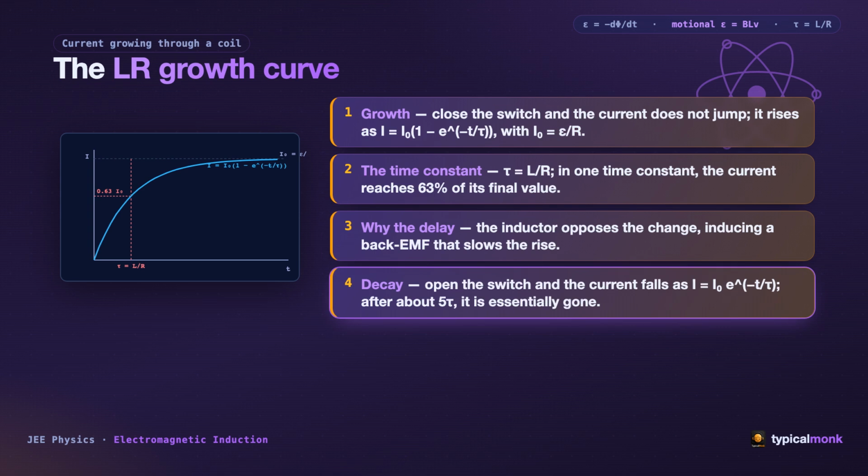And the decay. Open the switch and the current falls the other way. I equals I naught times e to the minus t over tau.